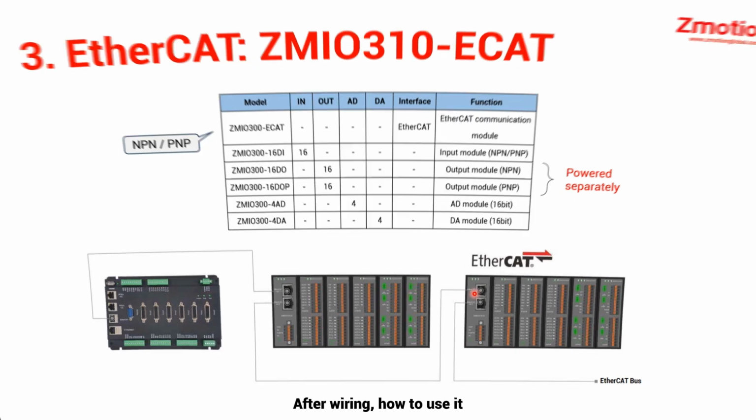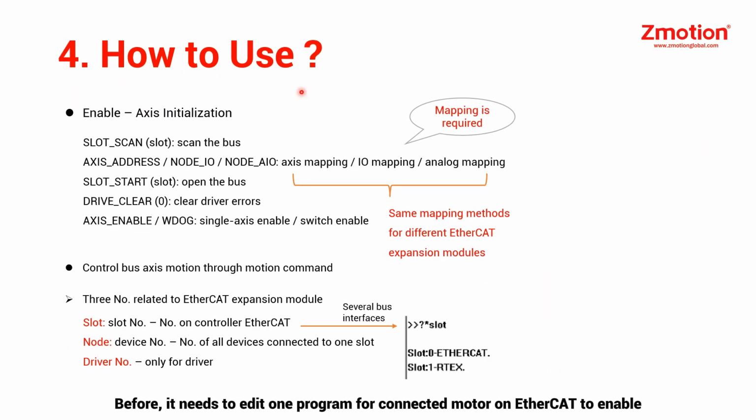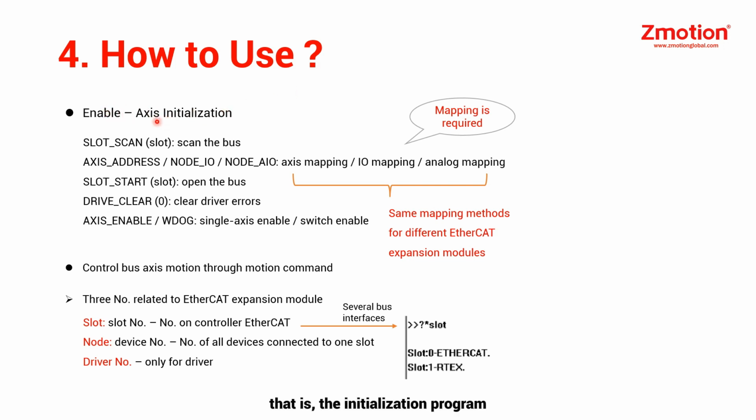After wiring, how to use it? Before, it needs to edit one program for connected motors on EtherCAT to enable. That is, the initialization program. There are 5 steps. 1. Bus scanning. 2. Axis mapping and expansion I/O mapping. 3. Open the bus. 4. Clear driver errors. 5. Axis enabled. After this, you can use motion control commands to control bus axes.